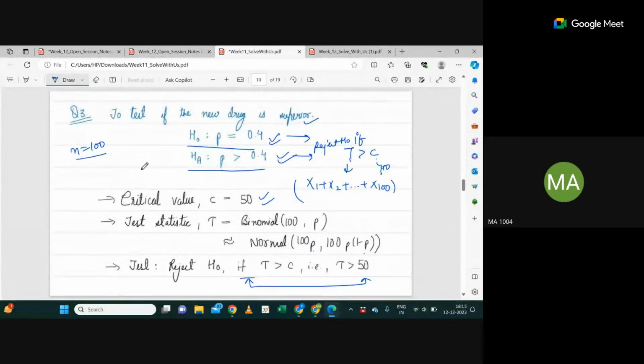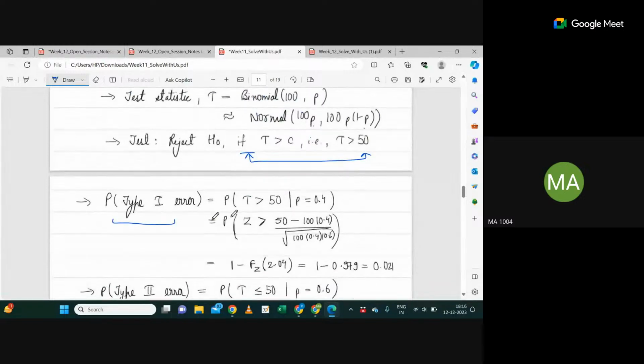So basically, each xi you can define whether it's relieving or not for that person. T will be the summation of each xi, and we know the sum of IID Bernoulli is nothing but binomial, right? Yes, sir. Then we have to just proceed.